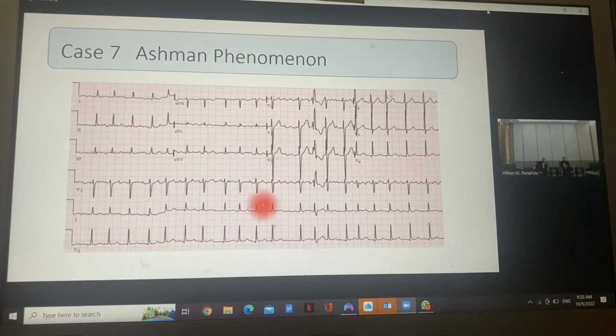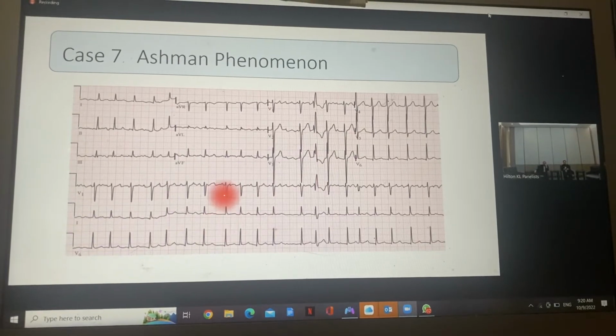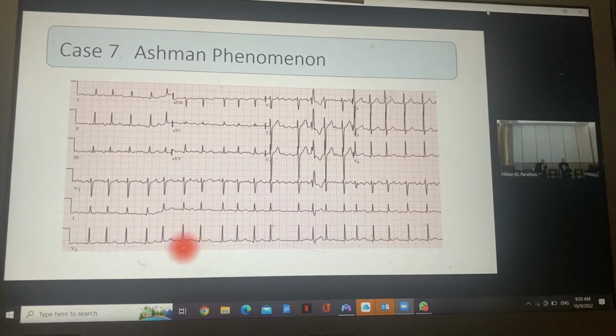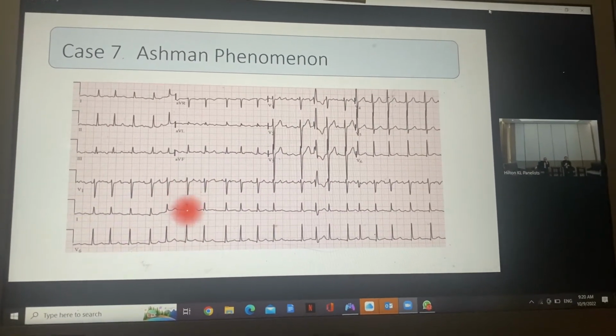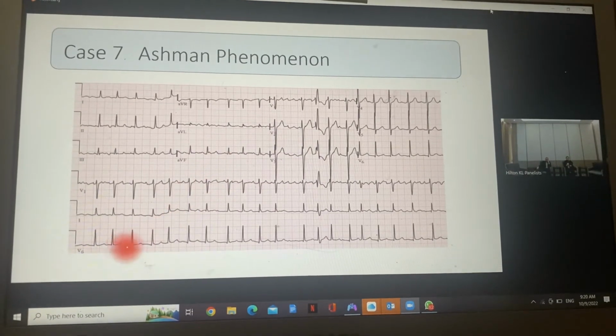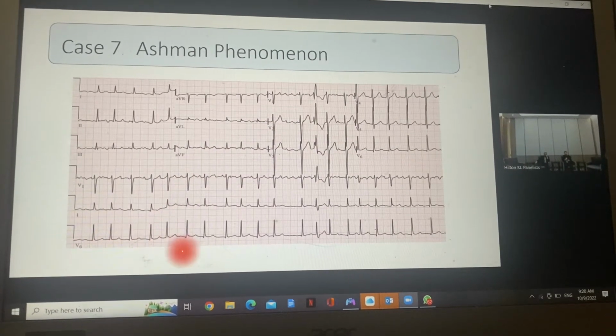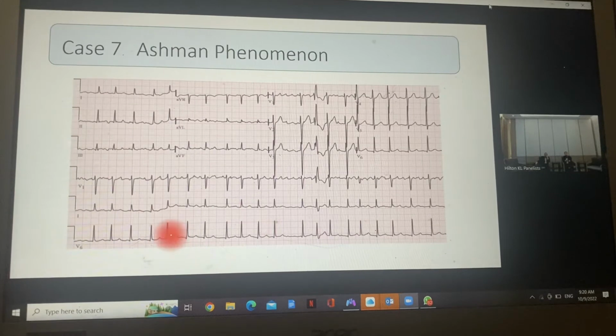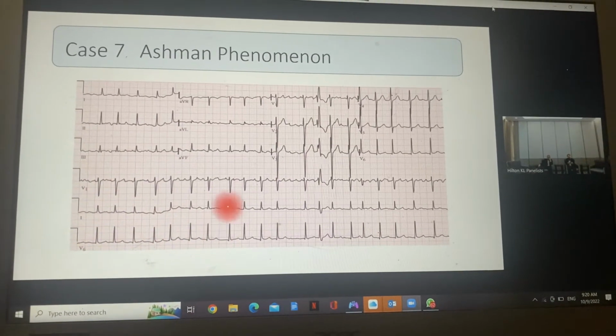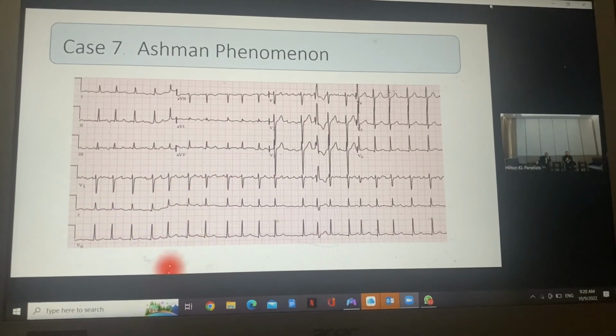Ashman phenomenon previously was not famous, but now almost everyone is aware of it. So let's dissect the ECG. First we can see the RR interval is irregular. When we have an irregular RR interval, it can only be a few things, and one of them, definitely on top of your list, has to be AF.